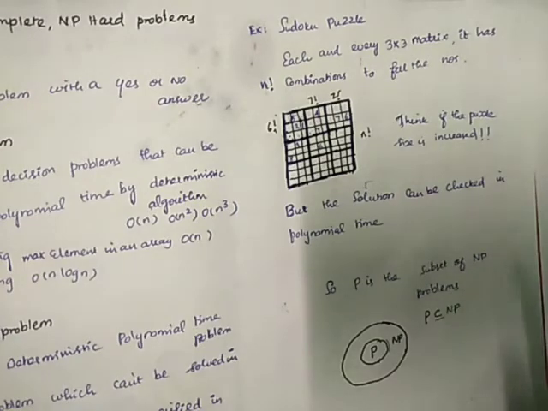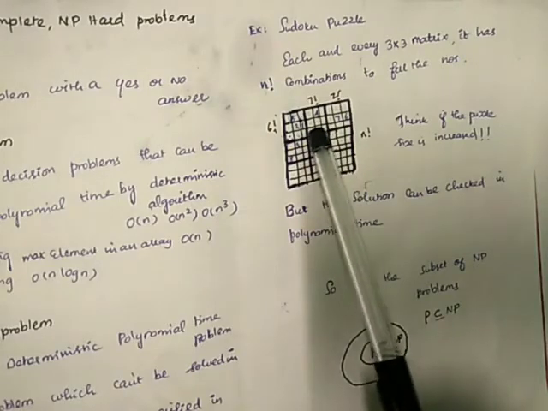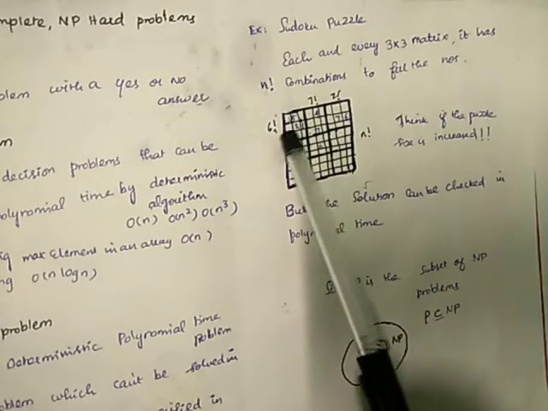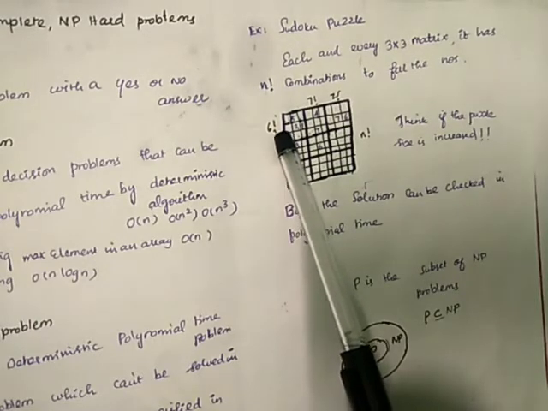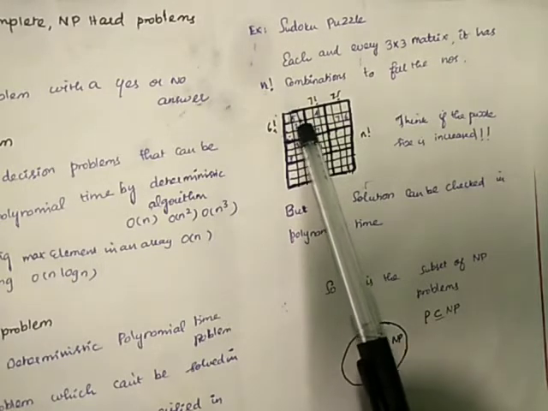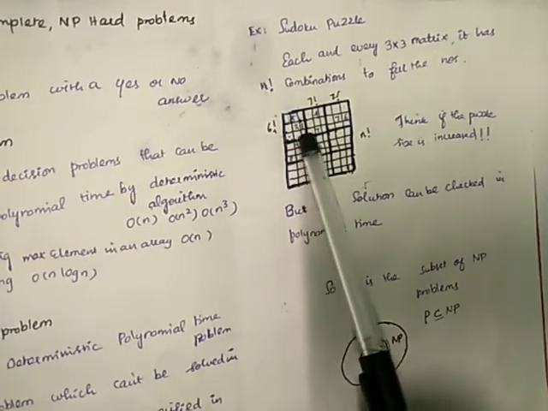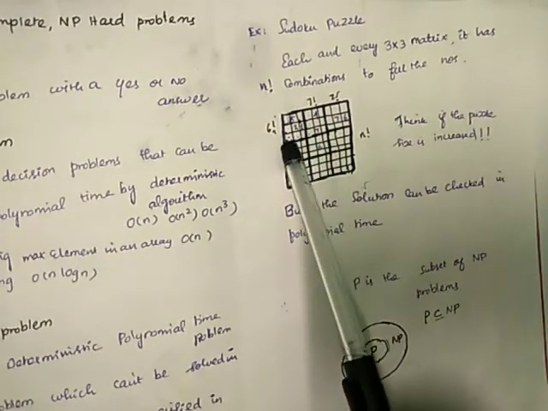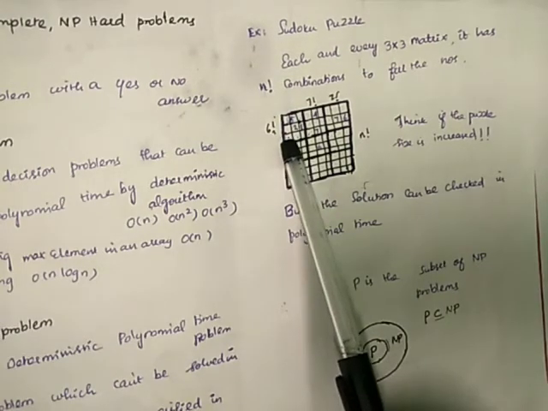To solve this problem, consider the first 3 cross 3 matrix. It has 3 filled numbers 5, 2, 1, and it has 6 blank spaces. To fill the first blank space, we have 6 options. Once the first cell is filled, for the second cell we are left with 5 options, third cell 4 options, fourth cell 3 options, fifth cell 2 options, sixth cell 1 option. So totally we have 6 factorial combinations to fill the first 3 cross 3 matrix.